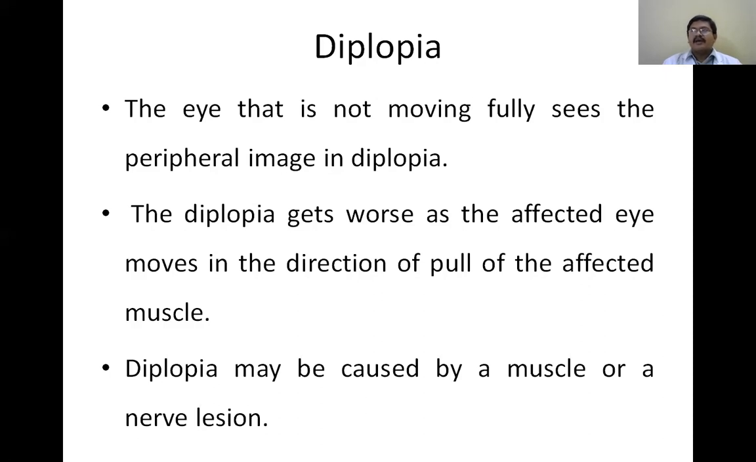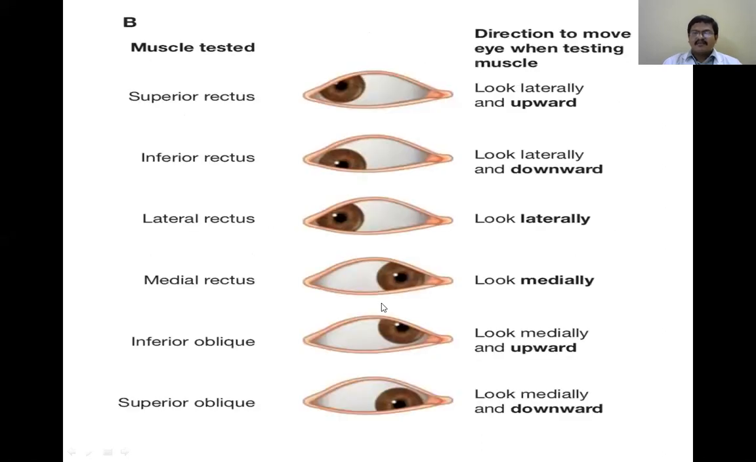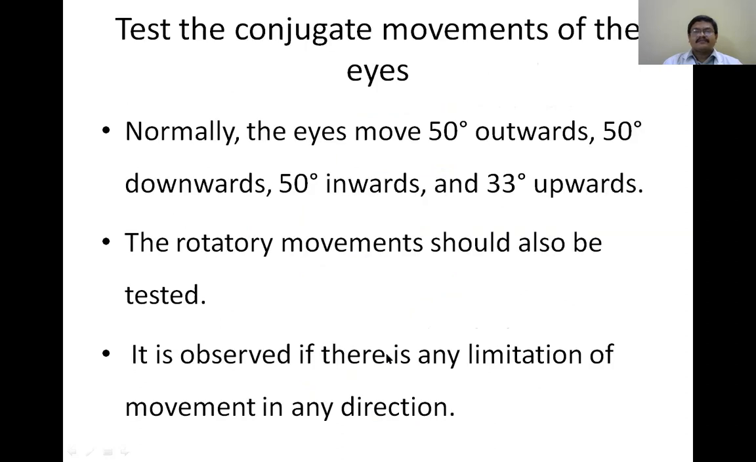Suppose you have muscular trauma with an intact nerve, that can also cause diplopia, or you may have an orbital fracture where entrapment of the extraocular muscles can also cause diplopia because of restriction of movement. This is how the directions are tested: the superior rectus and inferior rectus, the lateral rectus for abduction, the medial rectus for adduction, the inferior oblique upward and the superior oblique downward. This is how each muscle is tested.